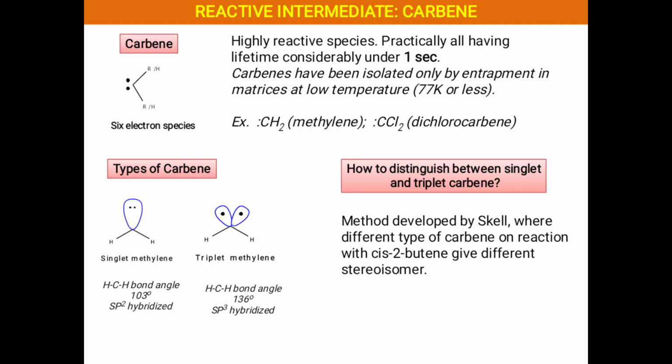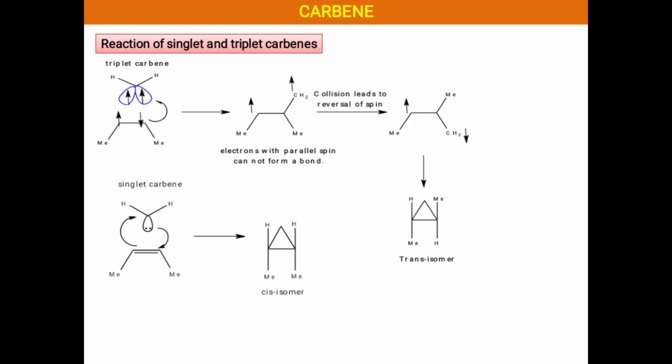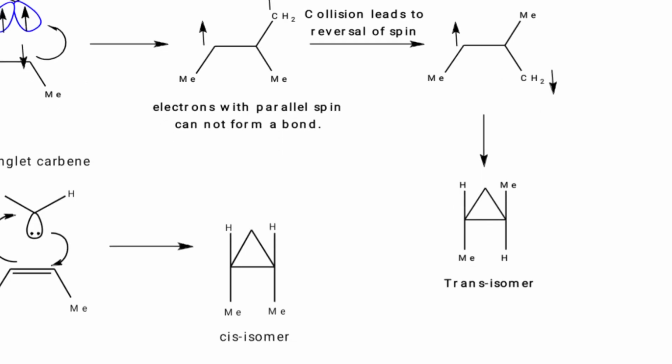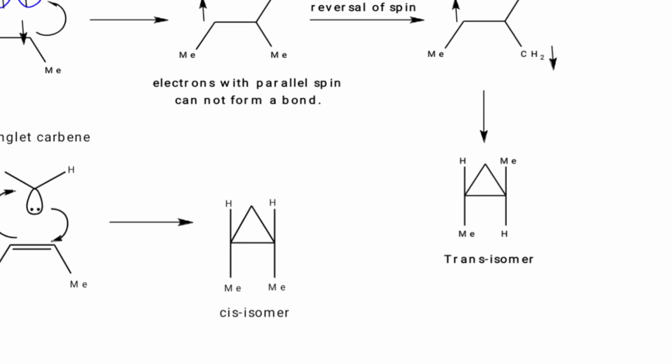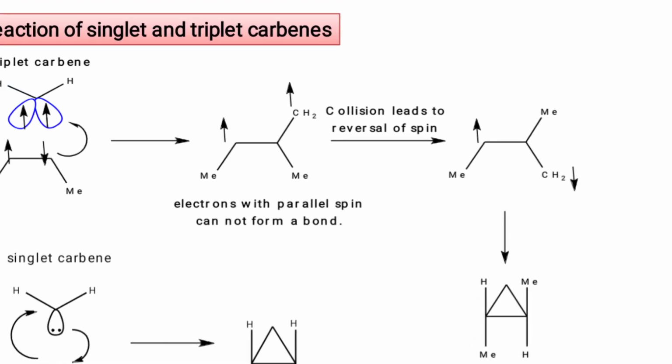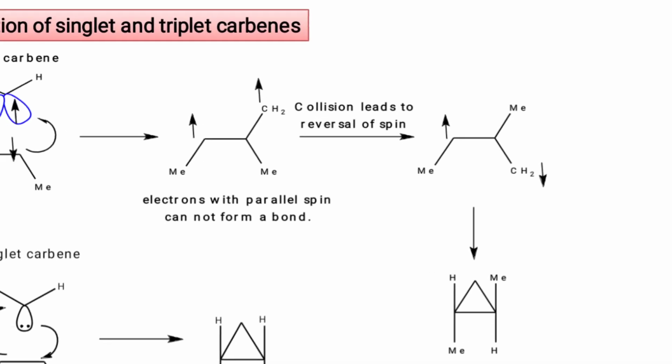How to distinguish between singlet and triplet carbene? Methylene, as developed by Skell, when different types of carbene react with cis-2-butene, gives different stereoisomers. From the following example, we differentiate triplet and singlet carbene. In the reaction of triplet carbene, electrons with parallel spin cannot form a bond, so collision leads to reversal of spin. Singlet carbene gives the cis isomer, but triplet carbene gives the trans isomer. From this, we differentiate which is singlet and which is triplet.